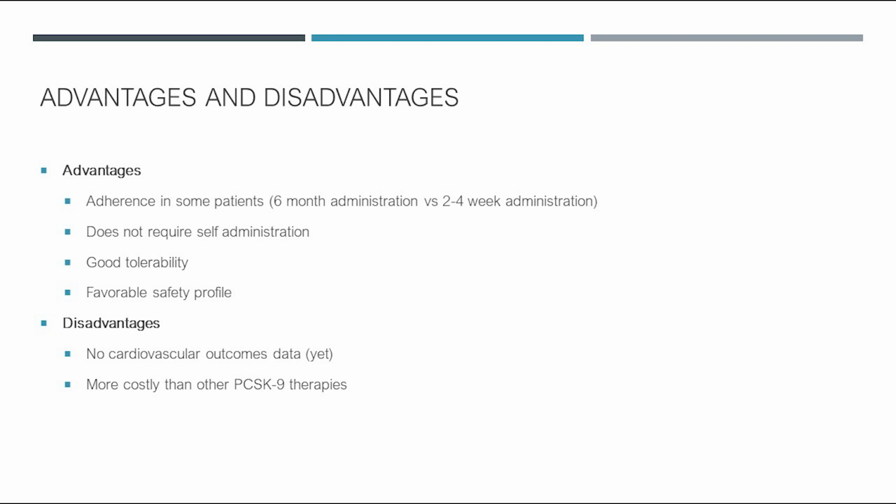In terms of the advantages versus the disadvantages of using Inclisiran, there are some advantages, but there's one clear disadvantage that is going to preclude the use of this agent in the majority of patients. The major advantage to Inclisiran is the frequency of administration. With an administration of every 6 months versus 2 to 4 weeks, there's a clear potential benefit to medication adherence with Inclisiran versus our monoclonal antibody agents that target PCSK9.